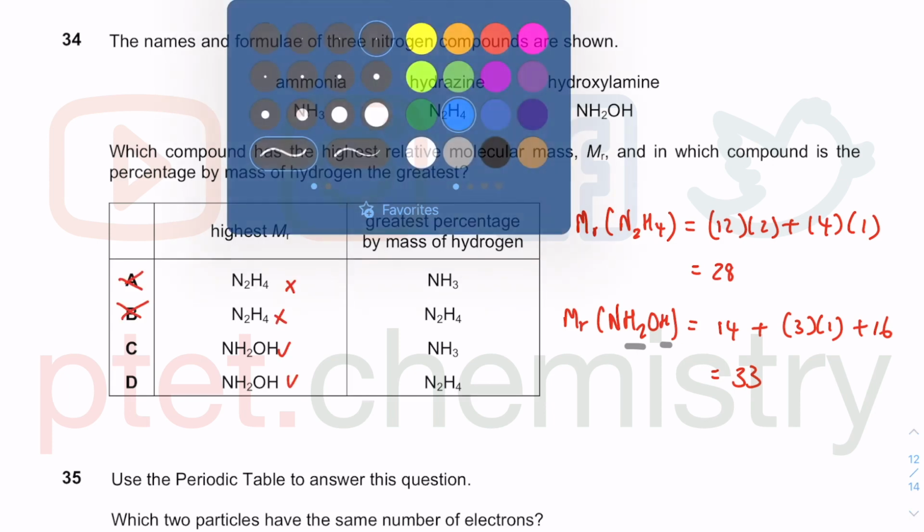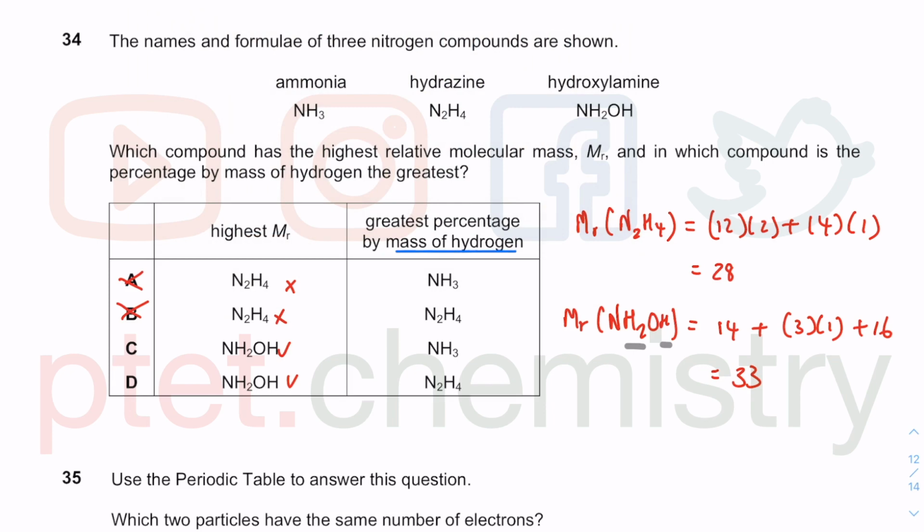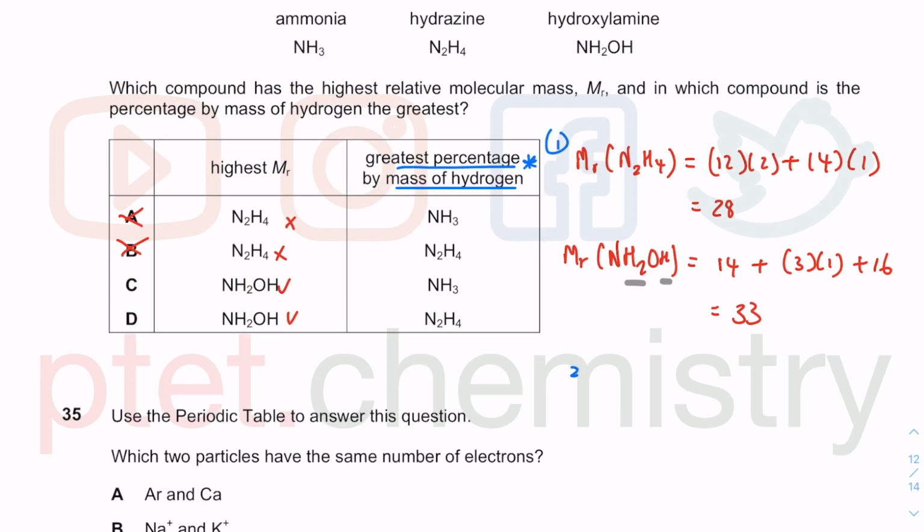Now you want the greatest percentage by mass of hydrogen. This is stated in the mole calculation topic. This is to do with the mass distribution. So we already crossed out A, so A cannot be the answer anymore. So we're not looking at A and B, we're just looking at NH3 versus N2H4. We haven't calculated MR of NH3 yet, so there's 14 plus 3 times 1 is 17.